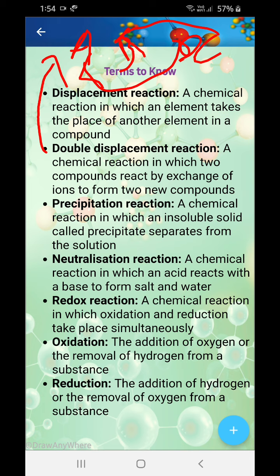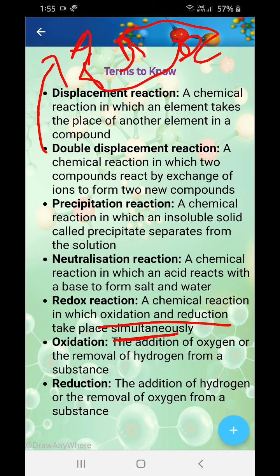Precipitation reaction, the chemical reaction in which a solid called the precipitate separates out from the solution. So what happens during the precipitation reaction? A solid precipitate is left behind and it separates from the solution, just like sedimentation. Neutralization, a chemical reaction in which acid reacts with base to form salt and water. What an acid is and what a base is, I'll explain later. Just remember, acid plus base gives salt plus water. This is the neutralization reaction.